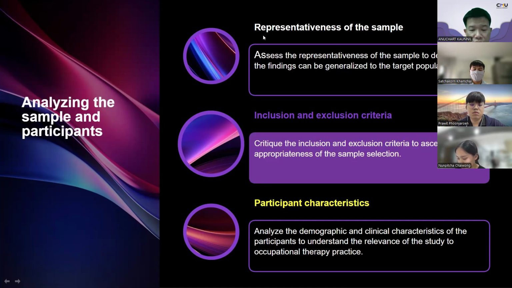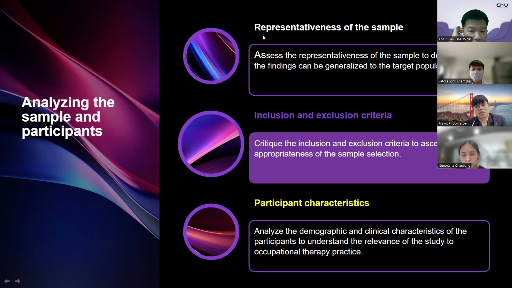And they need to have a national license or not. If they don't have one, maybe they can work as an OT with elderly people for more than 5 years. This is inclusion criteria. If it's only 4 years, we exclude. Okay, that is what we need to do about the inclusion and exclusion criteria in terms of sample and participants.